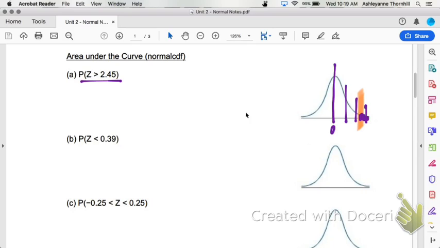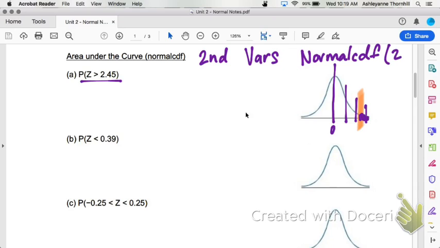In my calculator, I'm just going to give you the buttons. Everybody hit second, vars, and then the normal CDF button. Vars is located under the down arrow. Second vars, you just hit vars. There you go. Normal CDF, which is option number 2. Not PDF. We don't ever use normal PDF, okay?